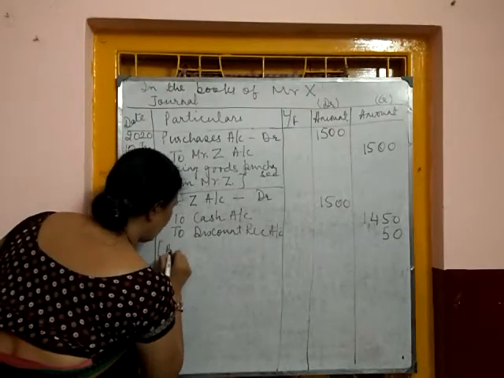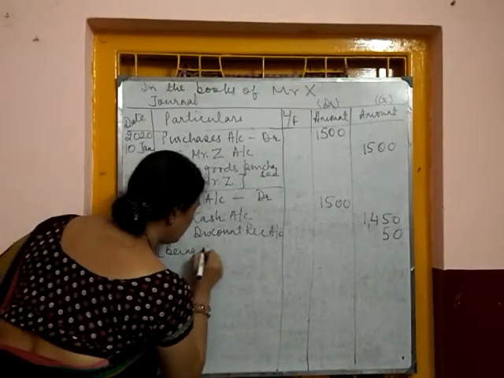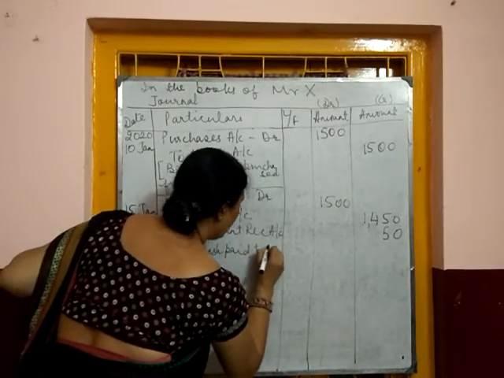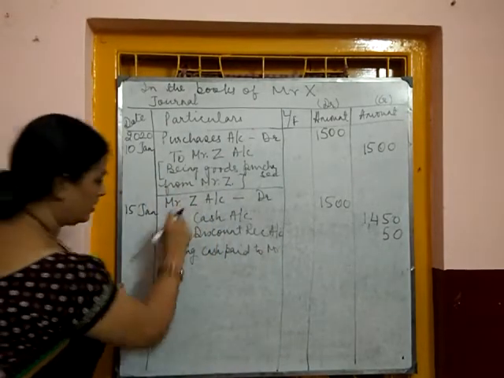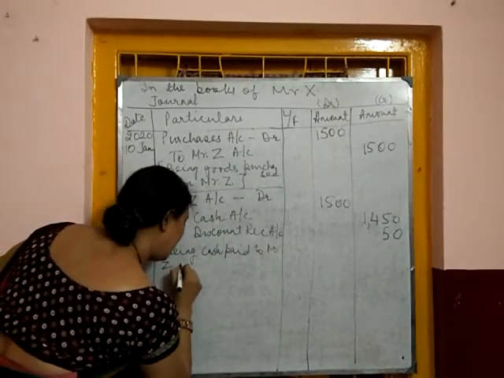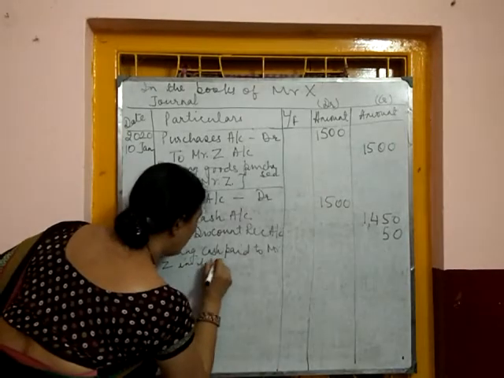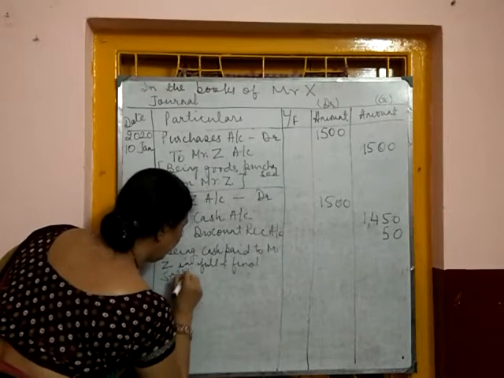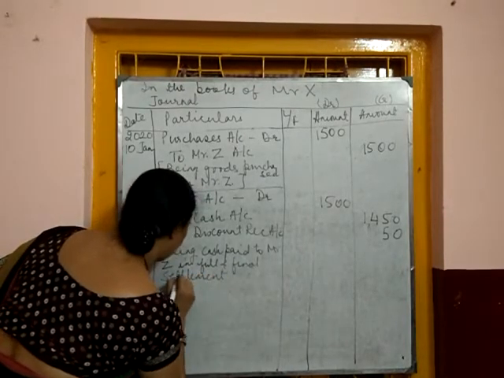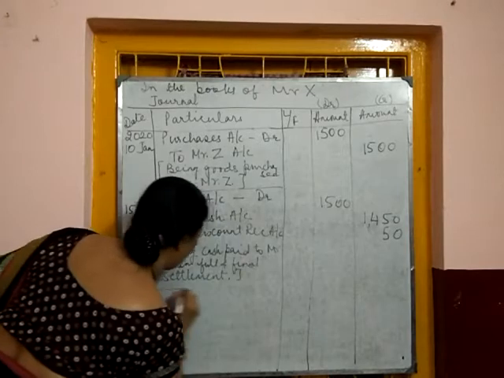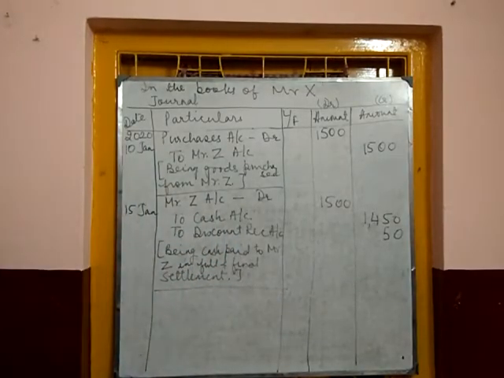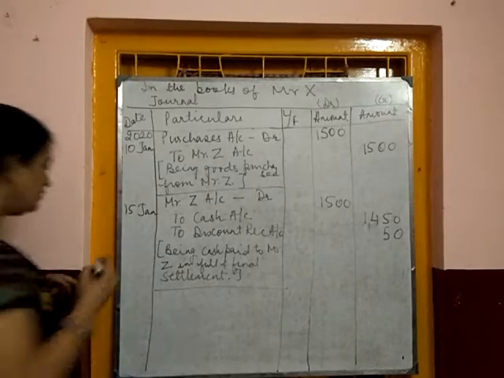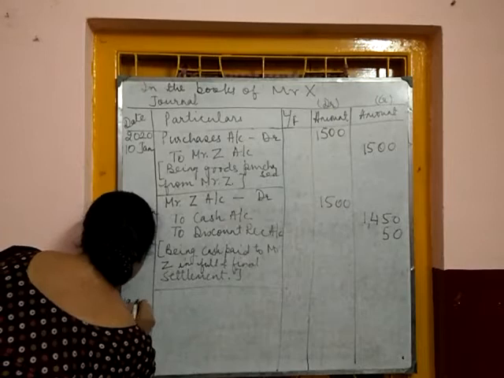And our narration will be being cash paid to Mr. Z in full and final settlement. Clear? Is it clear? Now, on 19th January, we are paying salary. So it will be 19th January.